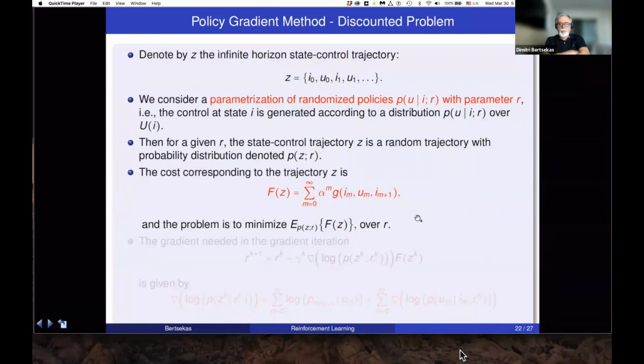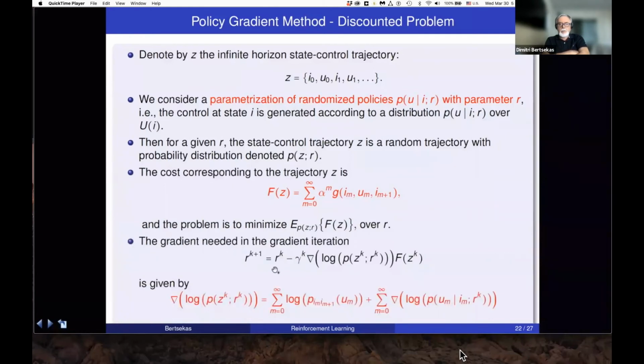And the policy gradient method involves this iteration. At Rk, generate a trajectory, calculate its cost, calculate this gradient expression, and then go to the next point, Rk plus 1. At that point, we generate another sample, Zk plus 1, calculate the gradient, calculate the cost, and go to Rk plus 2, and so on. And now this formula here, that's kind of mysterious, is given in a convenient form in the case of discounted dynamic programming problems.